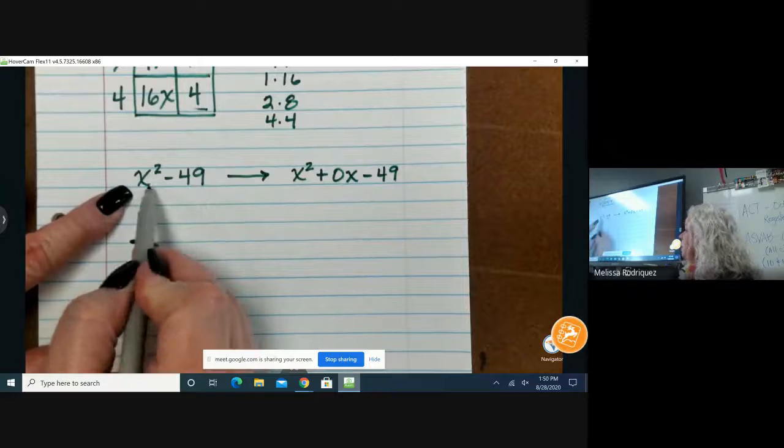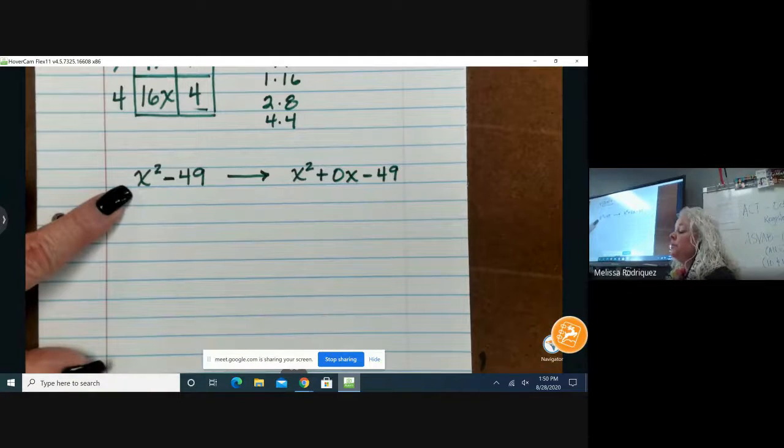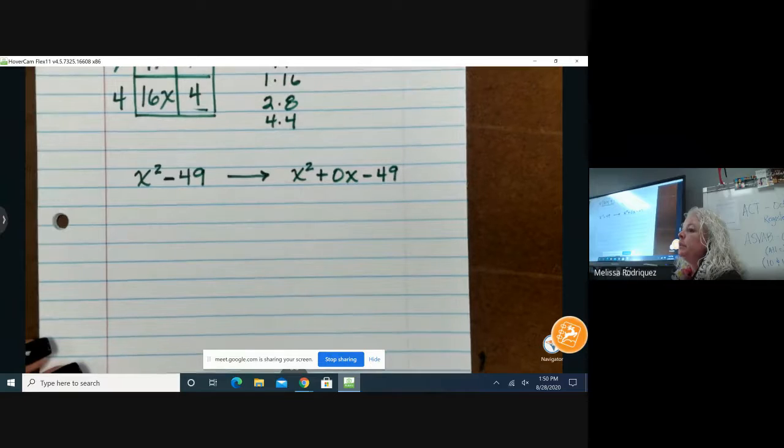This is clearly what kind of problem? Subtraction. What's another word for subtraction? Minus. What else? Take away. What else?